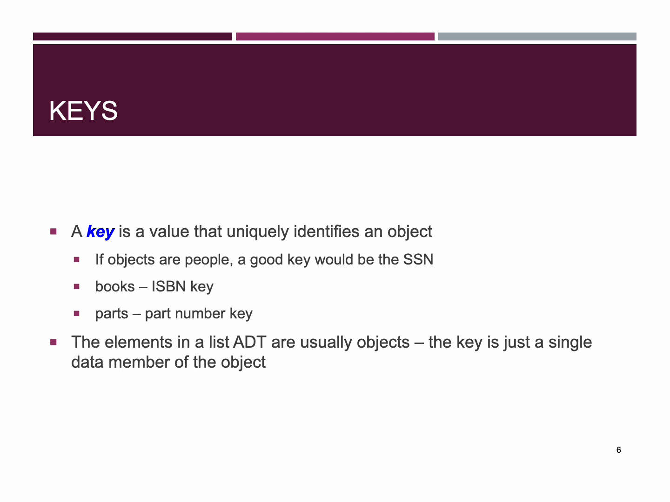In a list, the elements are typically objects, and the key is simply one data member of that object. By knowing the key, we can efficiently retrieve or manage that specific element in the list.